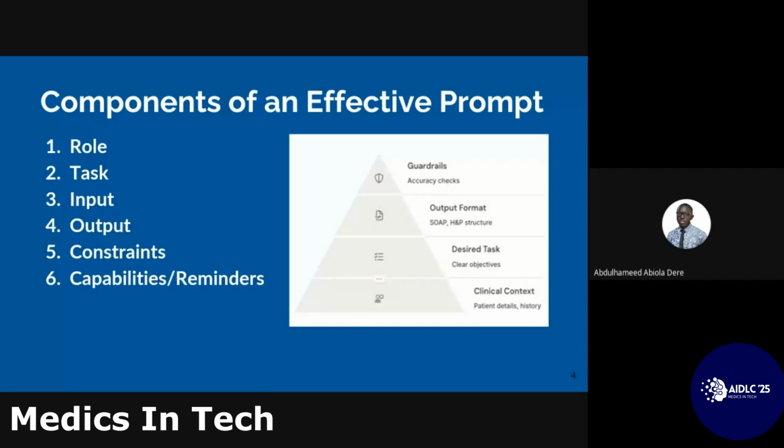And then the last one is the guardrails. This guardrails is the same thing as constraints. So you're telling the LLM the extent of what it should do and what it should not do.